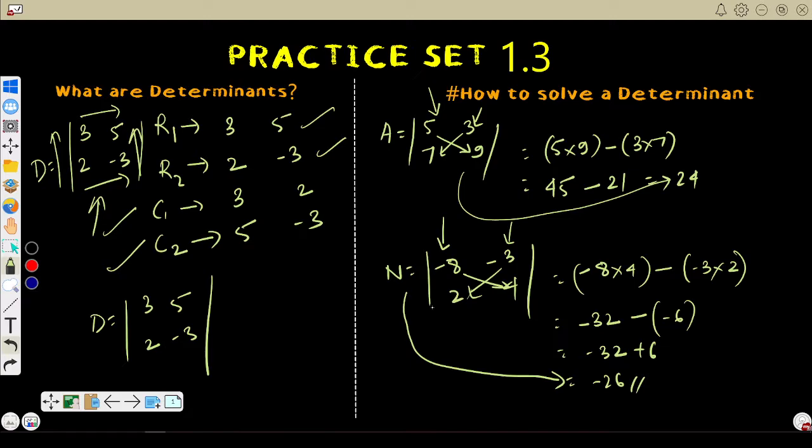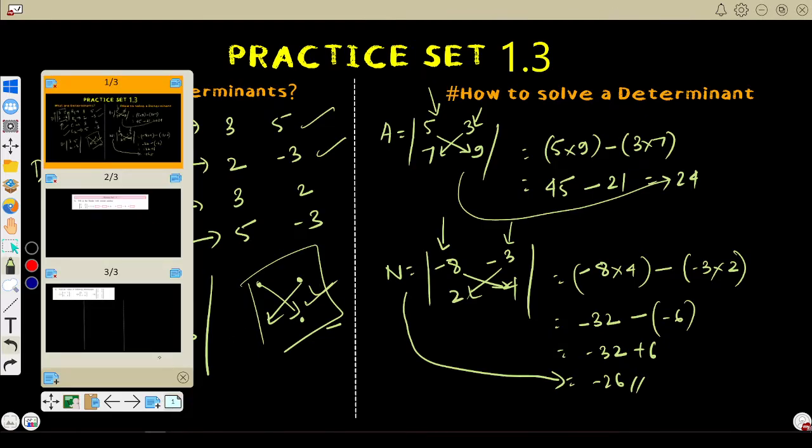You just need to remember the sequence. Remember this arrow. First you multiply this element with its diagonal element, then you subtract, you multiply this element with its diagonal element. Even if you remember this arrow, you can easily solve the determinant.